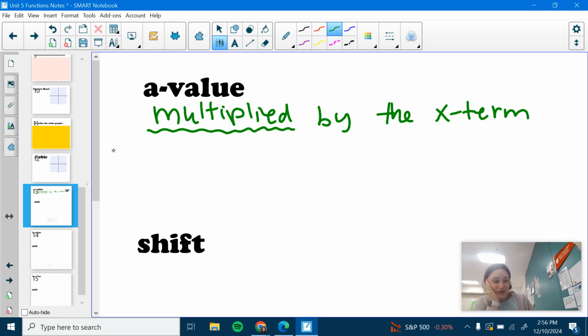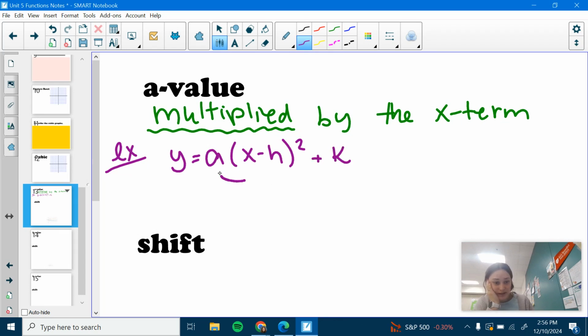So our a value, some examples of where we might find those are, let's think about our quadratics for a second, like we just wrote out. There is my transformed version of a quadratic. My a value is right next to my whole x term, which is this whole thing that includes x. A is being multiplied because it's touching that parenthesis.